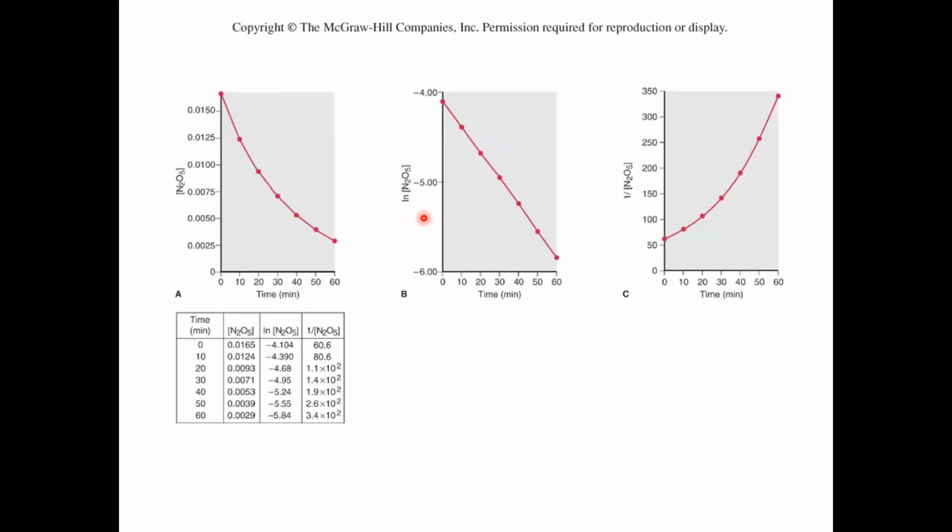Now, if I had the equation for the line, I would also be able to determine the rate constant. And notice with our numbers here, I told you with natural log, sometimes we have negative numbers. That's what we see here. And with 1 over, we sometimes have very large numbers. So we see that here.